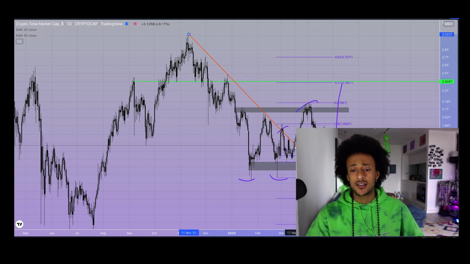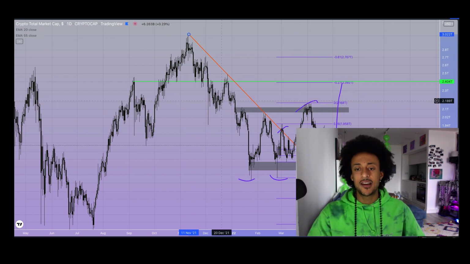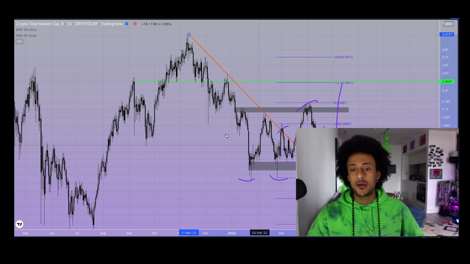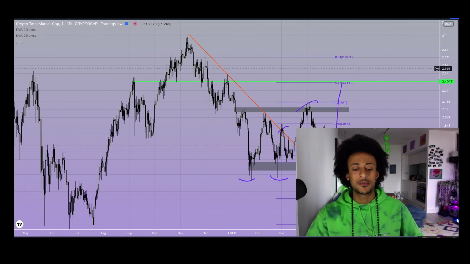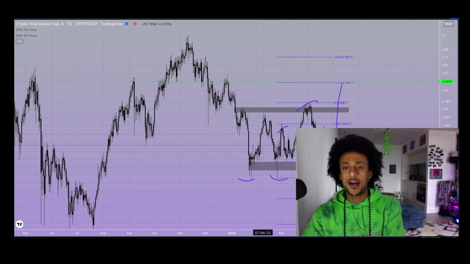So since around March, we've broken this trend line. And now all we're doing is coming back to a level to find support and regain strength. And then the bulls are going to go again.